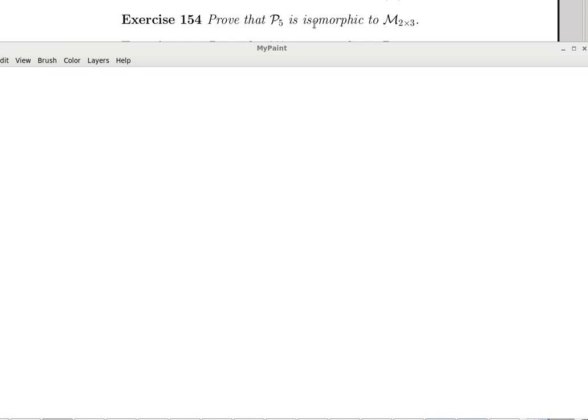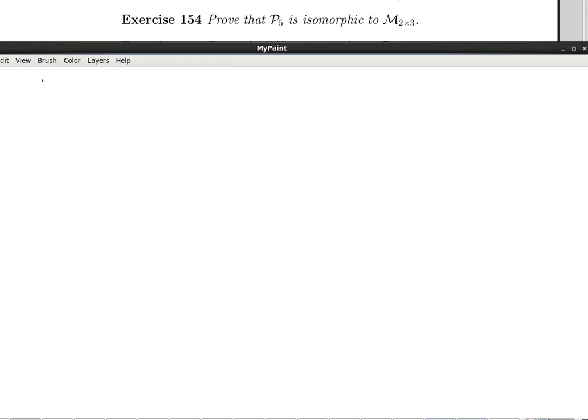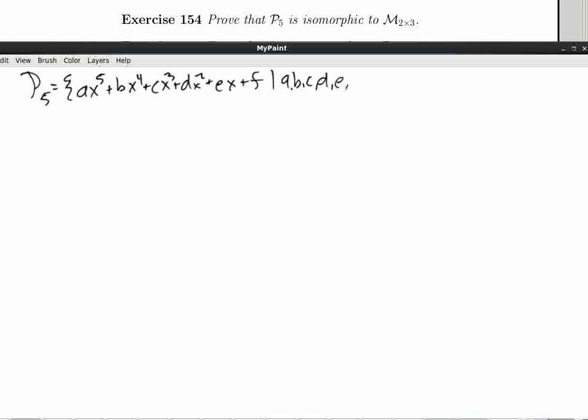Alright, I'm going to show that this linear space P5 is isomorphic to M 2x3. Which means, what do I have here? P5 is equal to the set of all polynomials of degree 5 or less: ax^5 + bx^4 + cx^3 + dx^2 + ex + f, such that a, b, c, d, e, f belong to the real numbers.